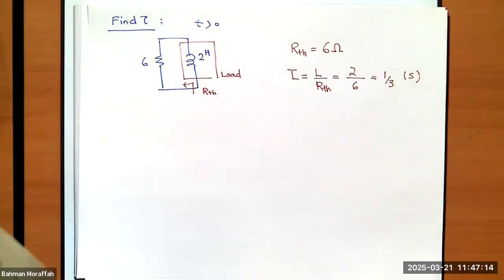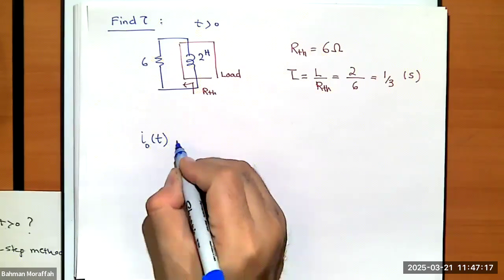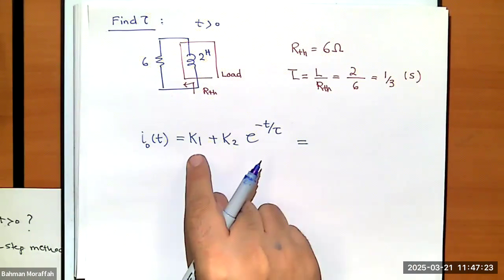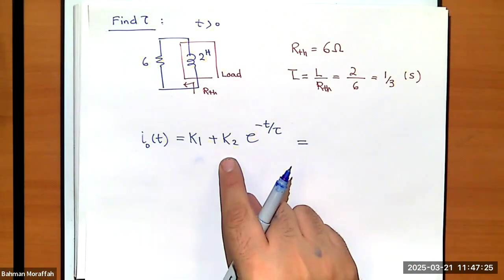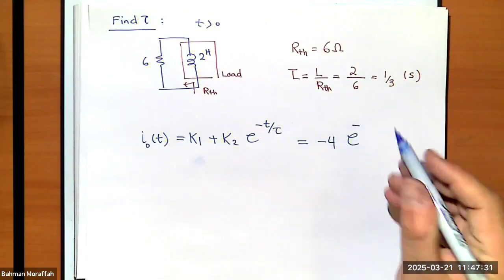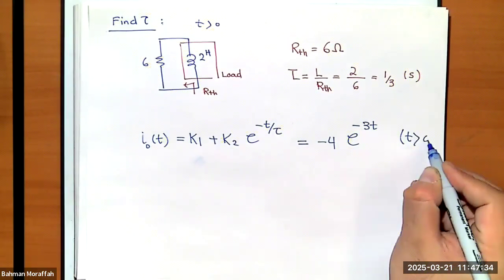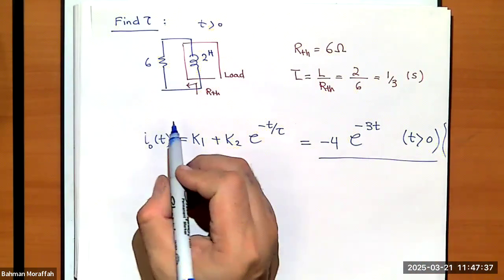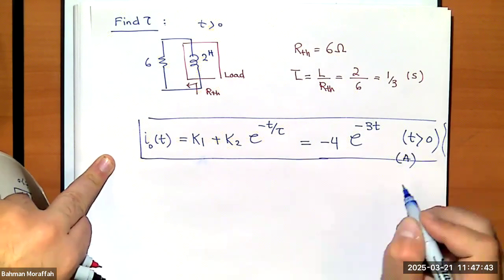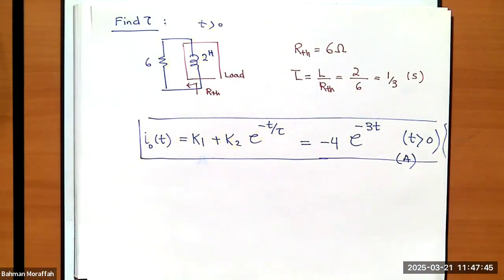So I know I naught of t is K1 plus K2 e to the power of minus t over tau. We found K1 to be 0 and K2 to be -4, so I have -4 e to the power of minus t over tau. Tau is 1/3, so it's going to be -4 e to the power of -3t for all times greater than 0. And the unit here is amps, because whatever we found was in amps. Any question?